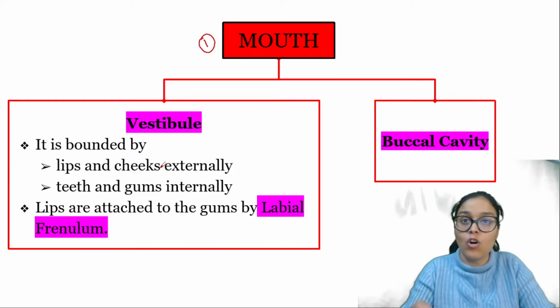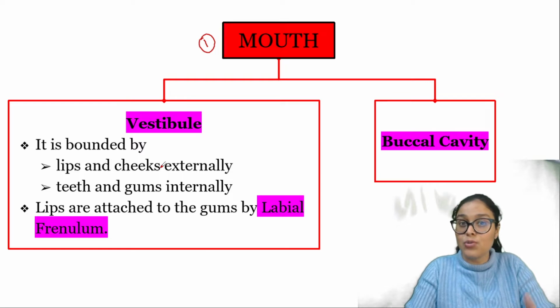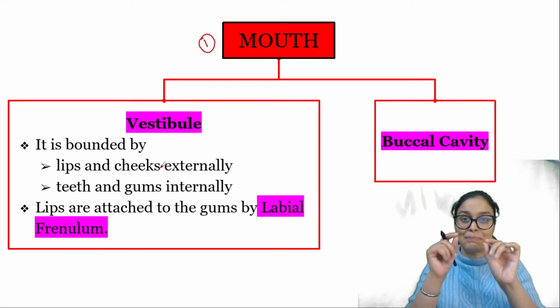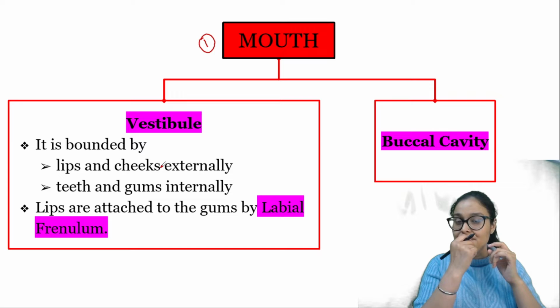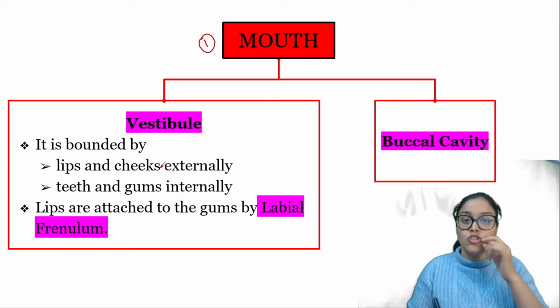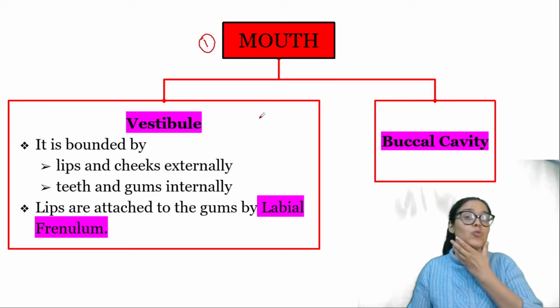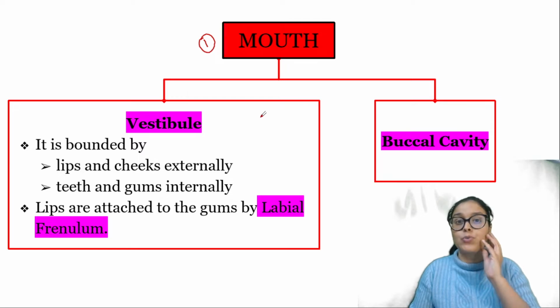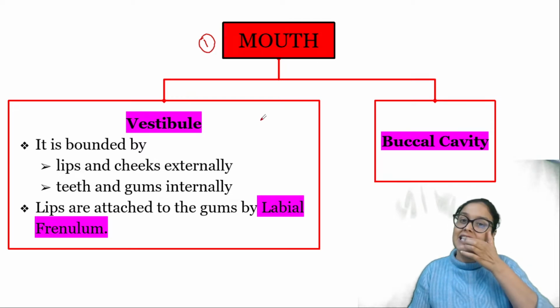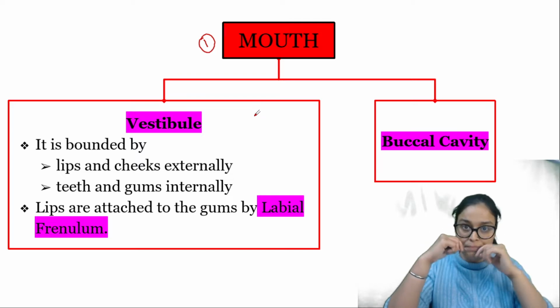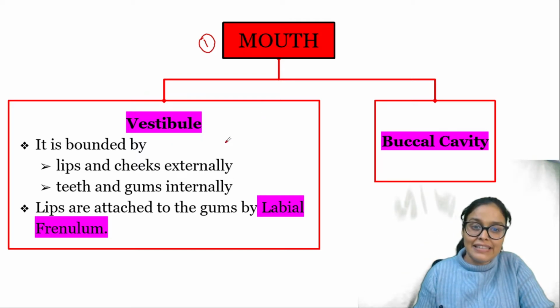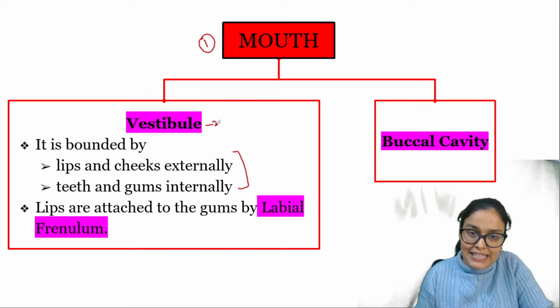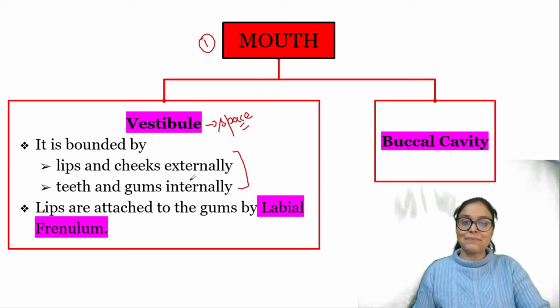है ना, जहाँ पे देखा होगा वो जो पान खाते लोग नहीं, गुटखा खाते हैं जो, so they just keep that in the pouch. So that is the vestibule pouch. So externally it is bound by the lips and cheeks, internally by teeth and gums, and we have a space in between, right? That space is basically the vestibule. So it is bounded by lips and cheeks externally, teeth and gums internally. This space is known as the vestibule.